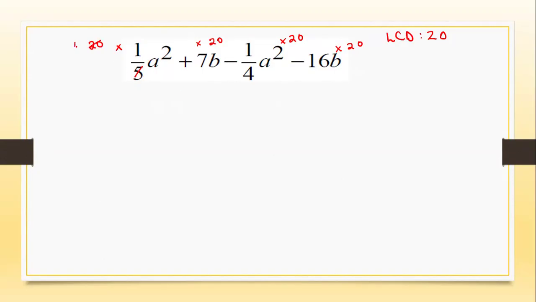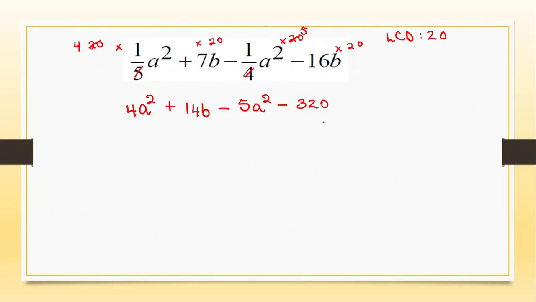5 multiplied once, 4 times a squared, giving us 4a squared, plus 7b times 20, giving us 140b. 4 goes into 20 five times, giving us negative 5a squared, negative 16 times 20, which is equal to negative 320.